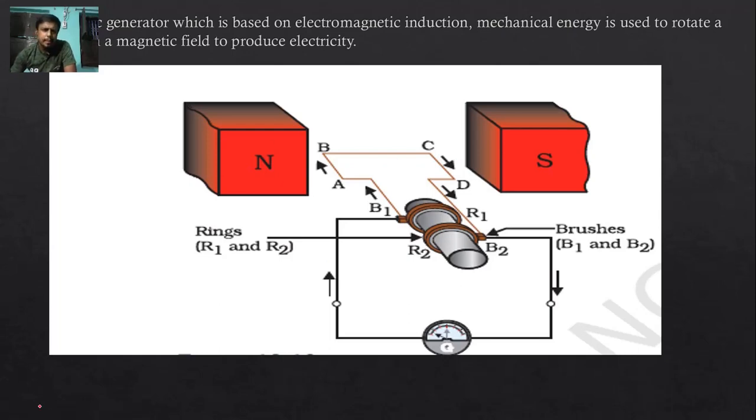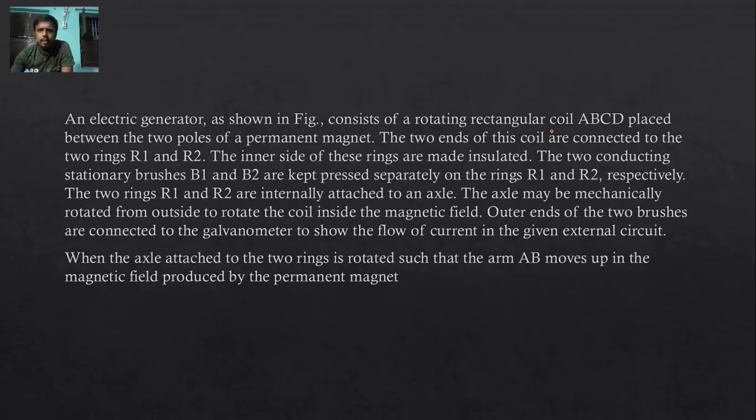Here ABCD is the rectangular coil, and this one is the axle, and these are the rings. ABCD is placed between the two poles of a permanent magnet. The two ends of the coil are connected to the rings R1 and R2. The inner side of the rings is insulated.